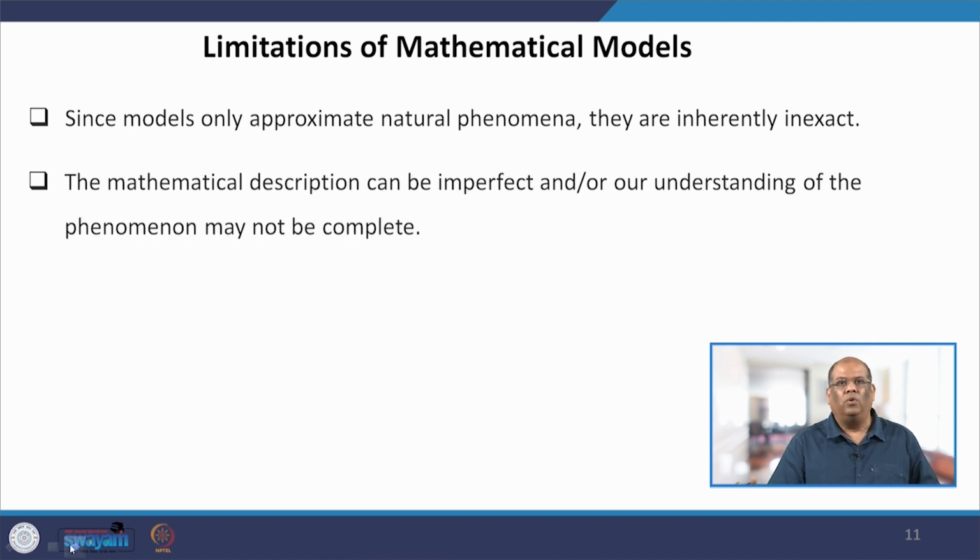Now, if you do not understand the actual real life scenario or actual phenomena, what is happening, it is very difficult to formulate this mathematical model. So, if the understanding is less, the mathematical description is going to be imperfect and hence the outcome of that mathematical model will not be what you see in the real life scenario.